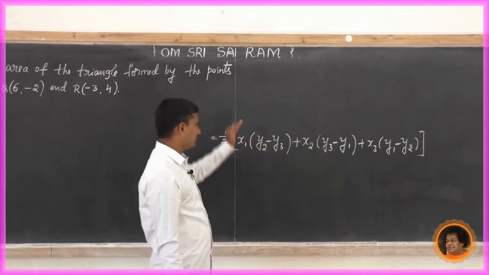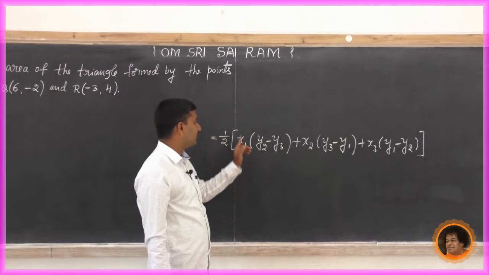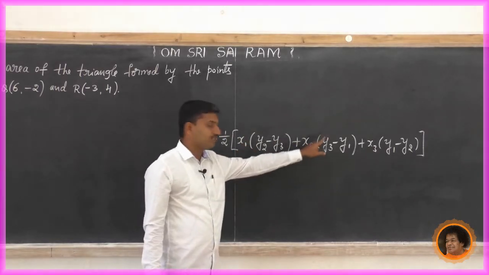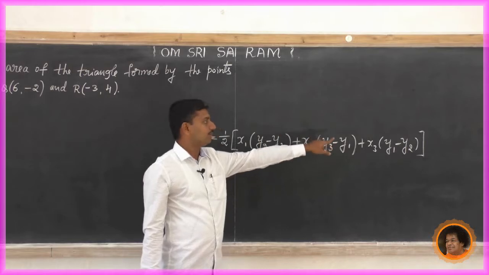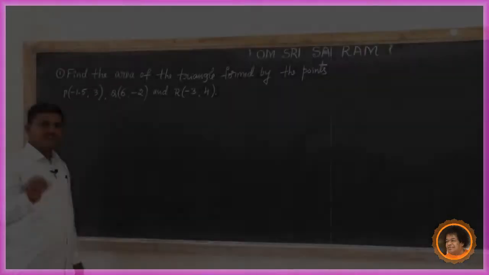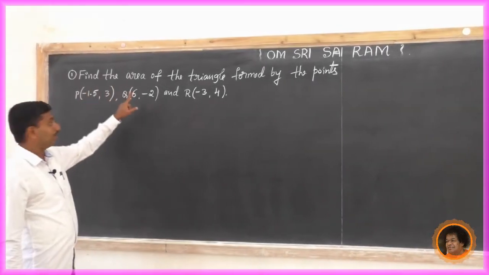What is the formula? Just to recall the formula. Area of a triangle equals half into x1 into y2 minus y3 plus x2 into y3 minus y1 plus x3 into y1 minus y2. So in this session also we are going to solve some more problems. So look at the first example.